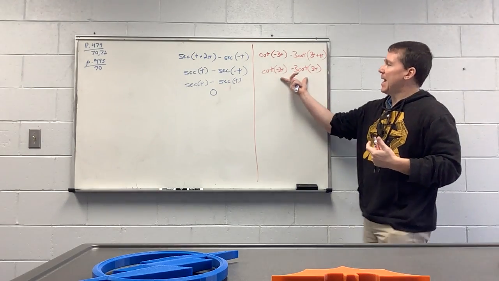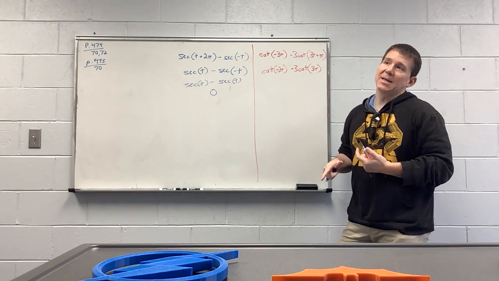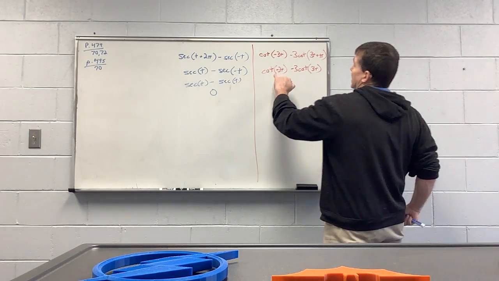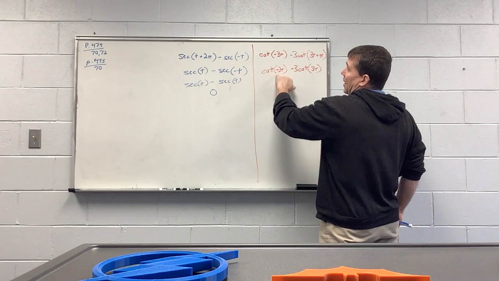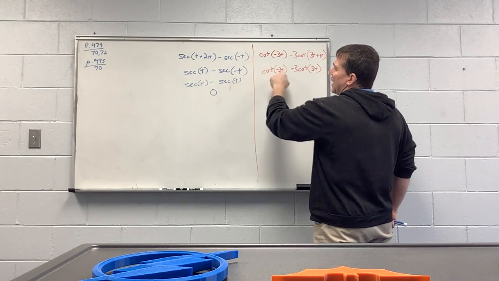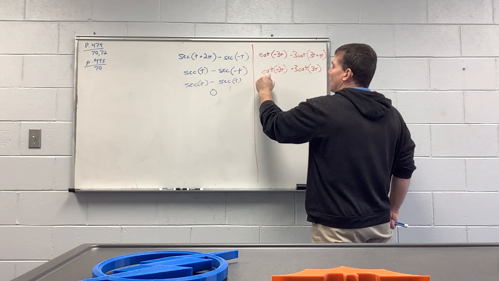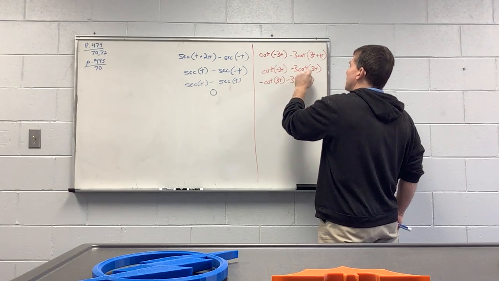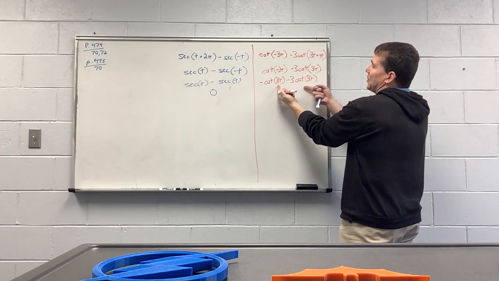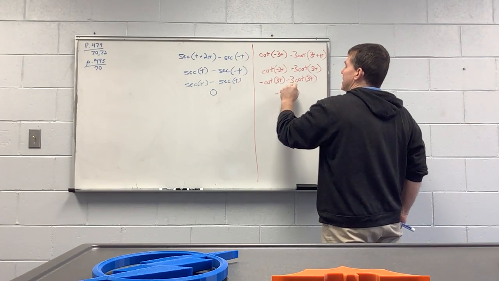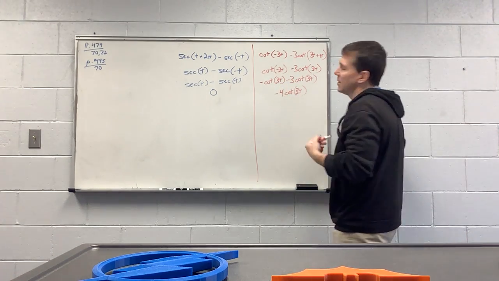But now, as it turns out, cotangent and tangent are both odd functions, which means this negative right here, I can pull to the front. It doesn't disappear like it does for an even function. I just pull it to the front. So I get negative cotangent 3t minus 3 cotangent 3t. Now these are like terms, I can combine them. Negative 1 minus 3 is negative 4 cotangent 3t, and we're done.